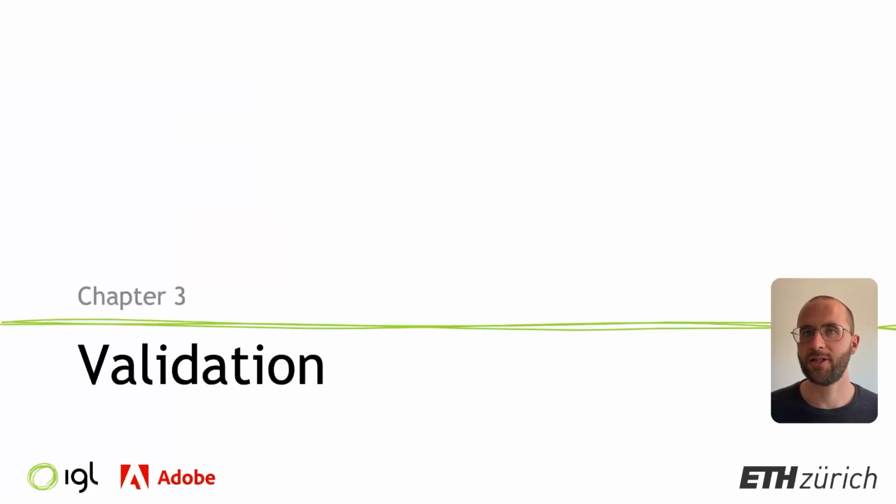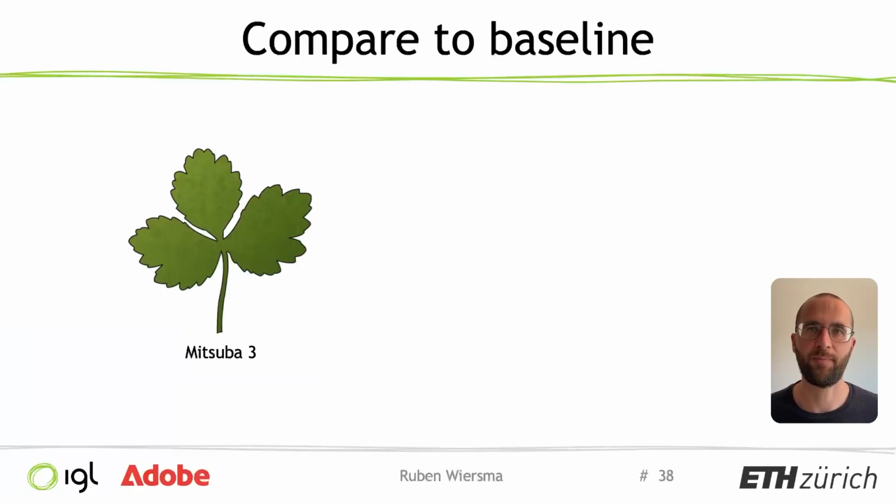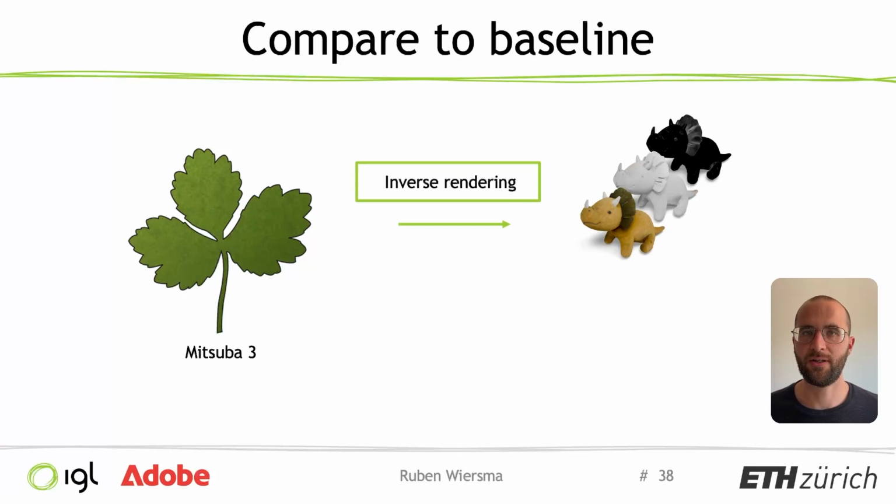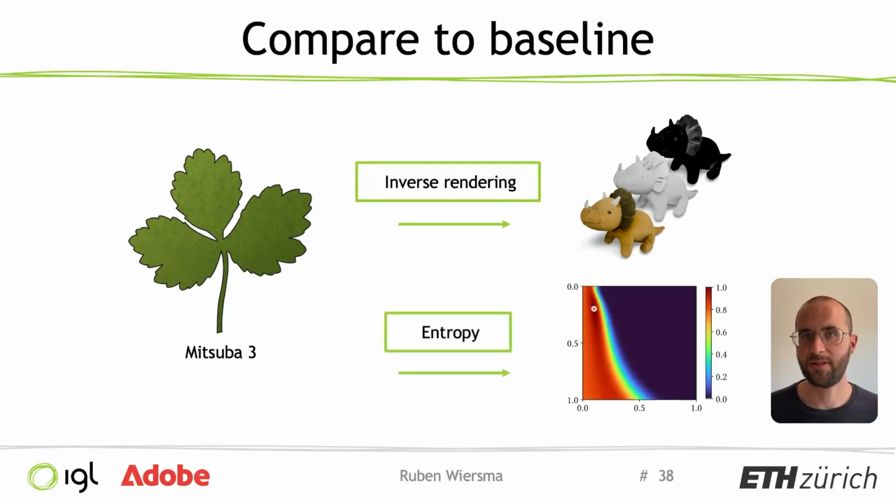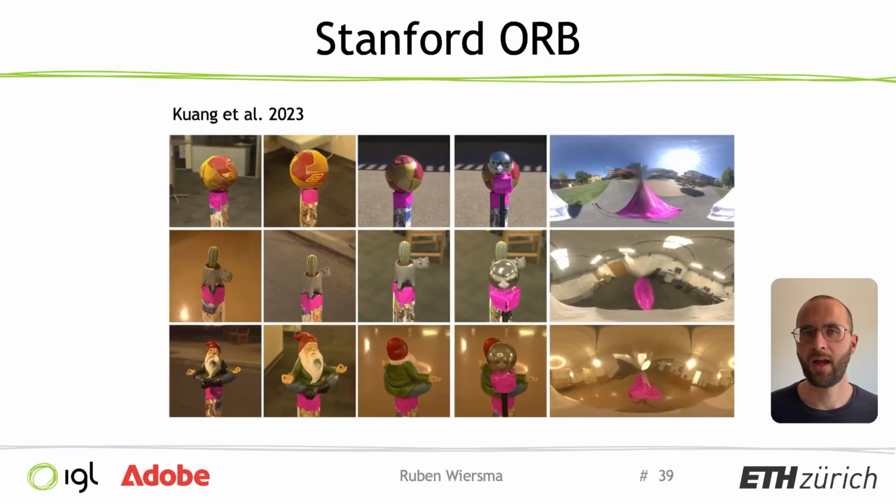Now, for our validation, we wanted to make sure that our approximations are valid proxies for entropy. And as a baseline, we use Mitsuba, both for inverse rendering and for entropy computation. Now, this is a baseline created for the purpose of our experiments and not used in prior work. We use the Stanford Orb as a benchmark dataset, and it includes high-quality geometry and environment maps, so we can really focus on the materials.